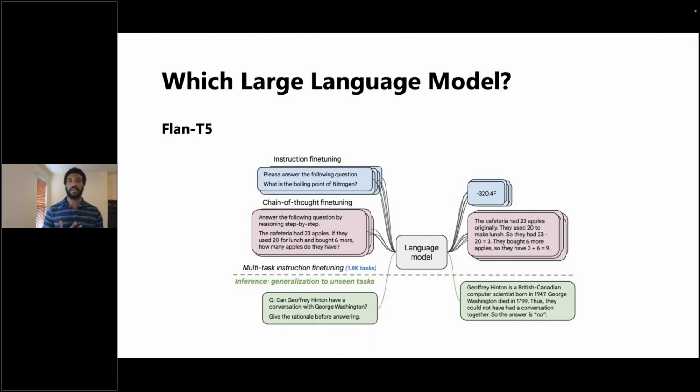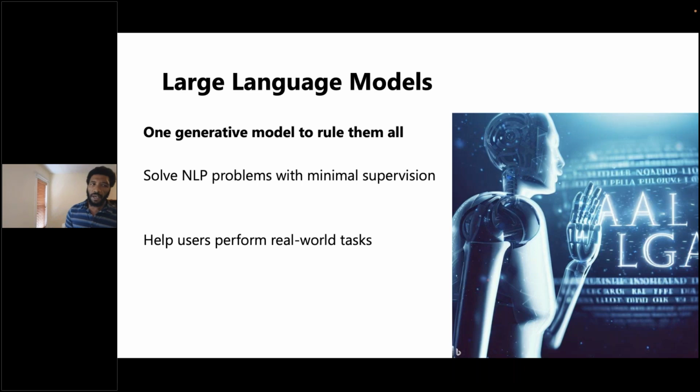So the idea now is, let's scale up the amount of instruction fine-tuning datasets. Now these models are trained with thousands of tasks, and we find that in this regime, the models can then generalize to unseen tasks using this approach. And so the trend has been to have a single generative model to rule them all. We have a single model that can solve all sorts of tasks. Turns out that these models can solve a variety of NLP problems with minimal supervision.